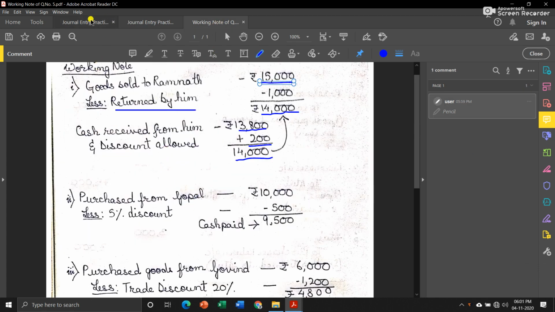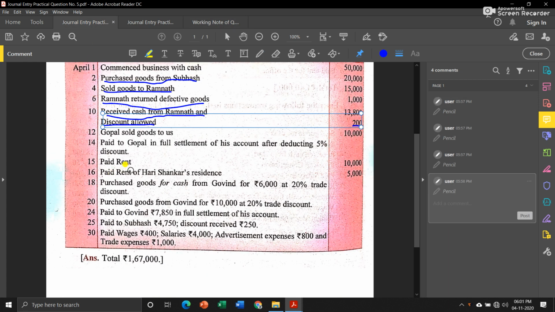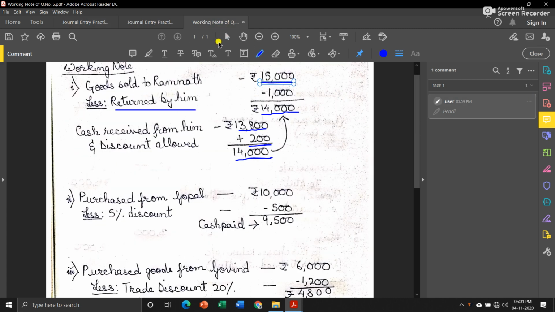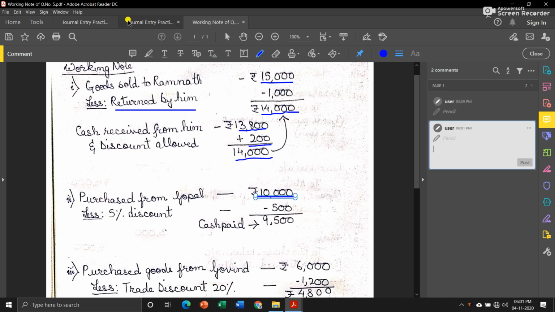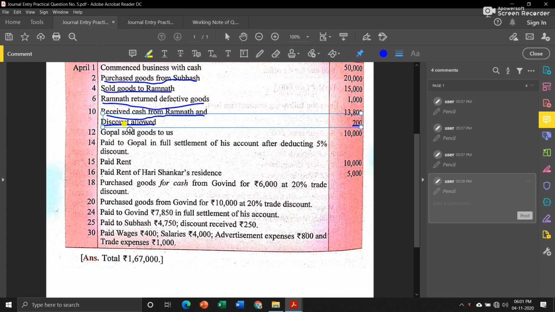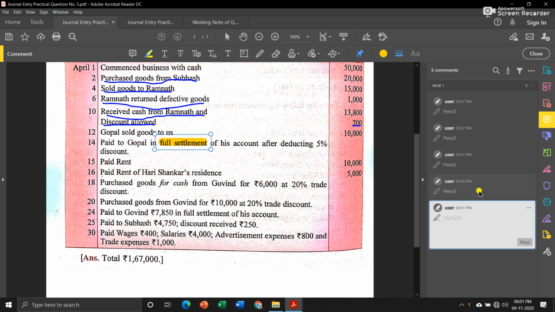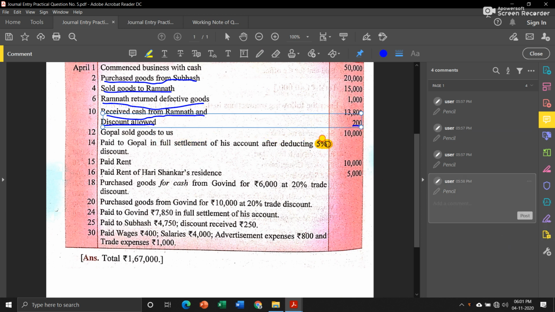Earlier, on day 12, we purchased goods from Gopal worth rupees 10,000. So that we will write first. We purchased goods from Gopal worth rupees 10,000. Then in the question they said that we had paid to Gopal, means full settlement means clearing all his due balances after deducting 5% discount.